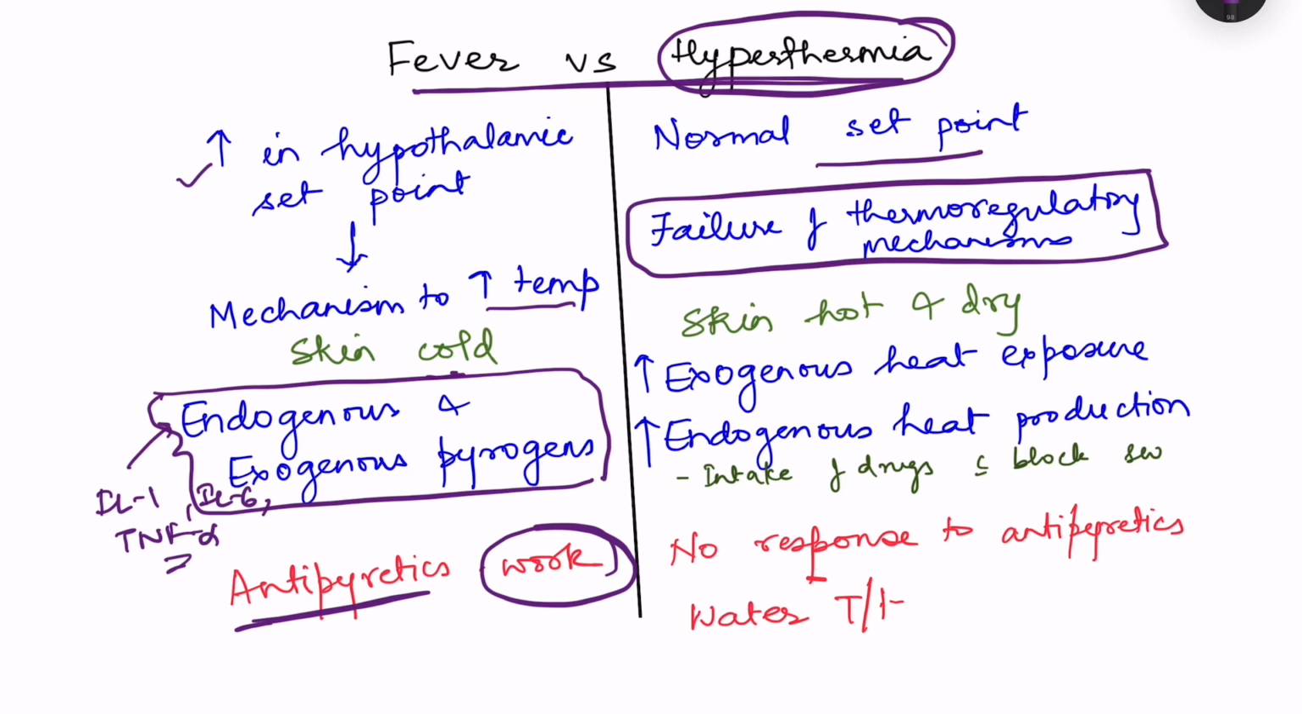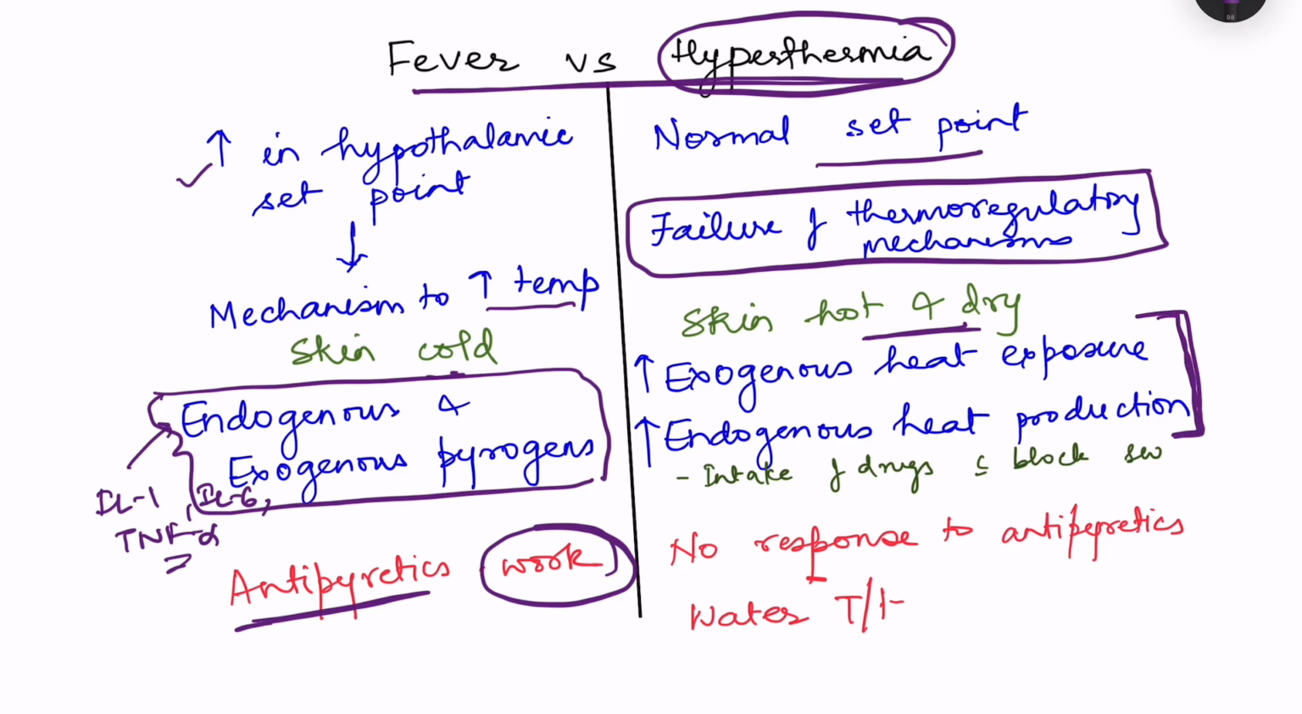The body temperature will start rising, but still the sweating will not be initiated. So body temperature will start rising, and that is why the skin appears hot and dry. Okay, in fever initially the skin is cold, and in hyperthermia we get hot and dry skin. So even though the body temperature is higher, the skin is dry. And this occurs because of increased exogenous heat exposure or increased endogenous heat production.